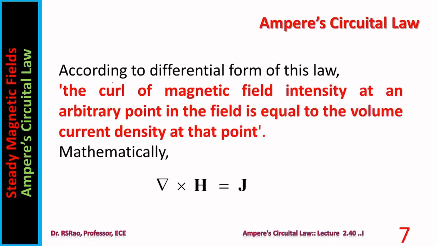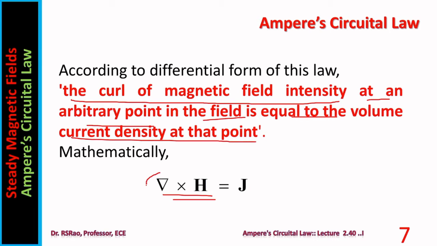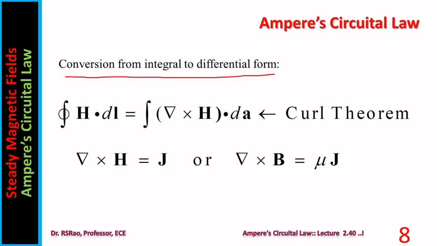Now come to the differential form. The curl of magnetic field intensity at an arbitrary point in the field is equal to volume current density at that point. This is the differential form of Ampere's circuital law. Conversion from integral to differential form is quite easy. One can do it using the curl theorem.